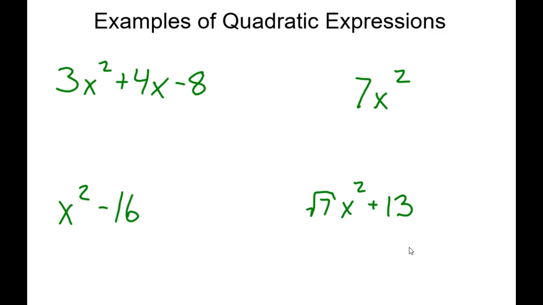In all these examples, we must have an x squared term. We don't necessarily have to have a bx or a c term for it to be a quadratic expression. You just have to have that x squared term.